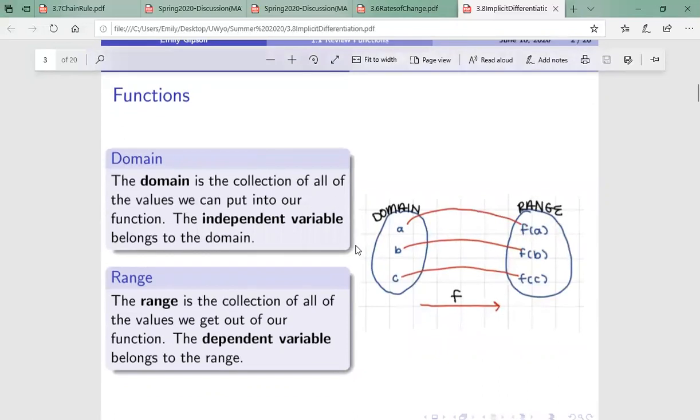So with a function, our domain is the collection of all the values we can put into our function. And this is where the independent variable belongs. So all of these values, everything that we can do here, is an independent variable. Whereas the range is the collection of all of the values we get out of our function. This is the dependent variable. So typically we have an independent variable x, we can put something in, and then our f of x or y is our dependent variable.